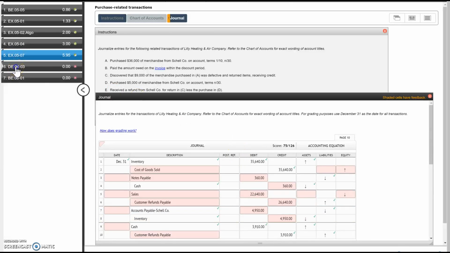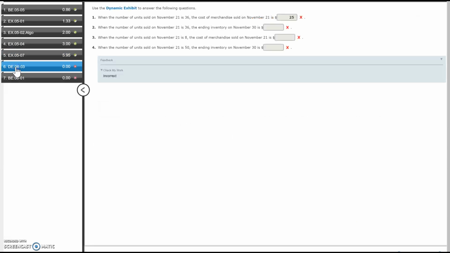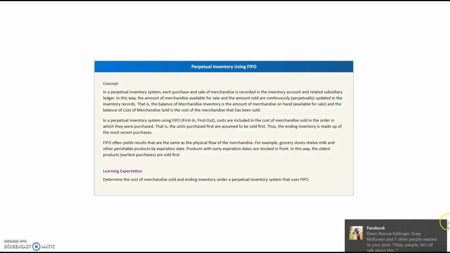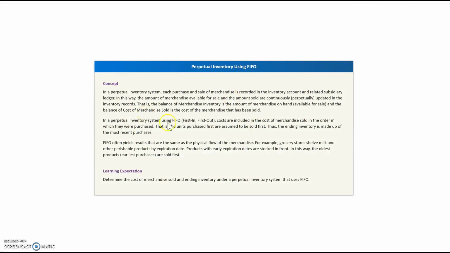Okay, let's move to this one. 6-03. This one looks confusing, and the reason it looks confusing is because they want you to go back to this dynamic exhibit. They tell you when the number of units sold on November 21st is 36, what's the cost of goods sold? They actually give you the answer here. They just want you to go to this little dynamic exhibit.